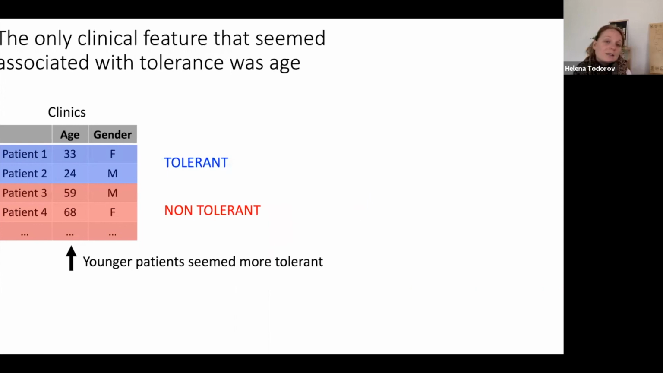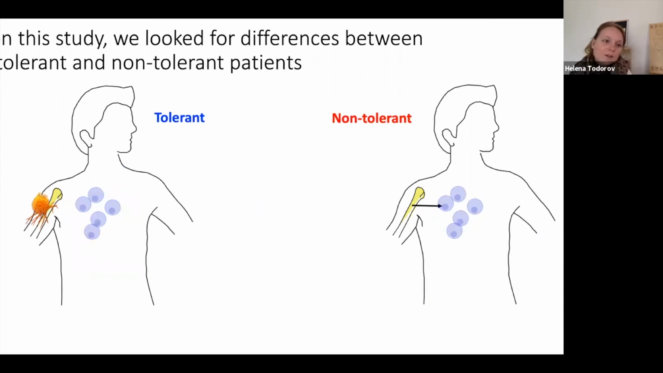If we looked at the clinical features, there was one feature that really came out significantly, which was that younger patients had statistically more chances of being tolerant than older patients. So just as a quick reminder, in this study we had tolerant and non-tolerant patients. These tolerant patients started producing cells which attacked the tumors, and non-tolerant patients produced cells that actually attacked them.